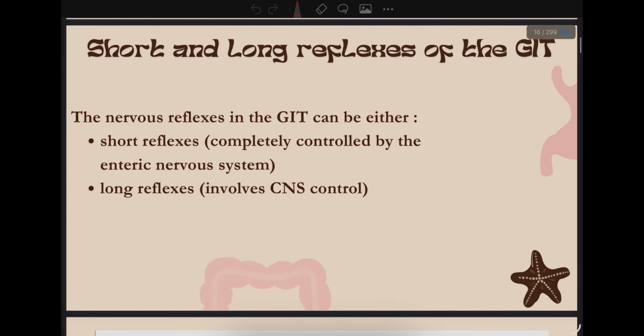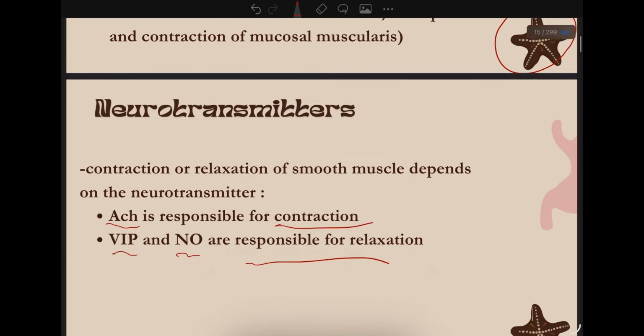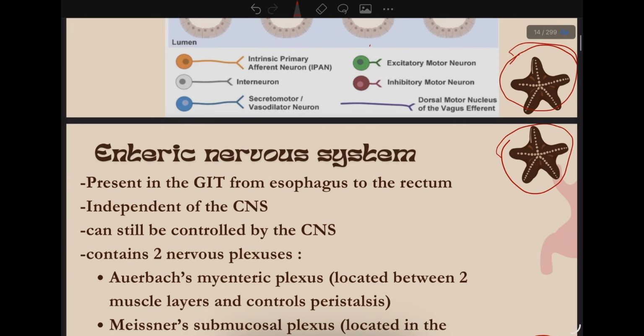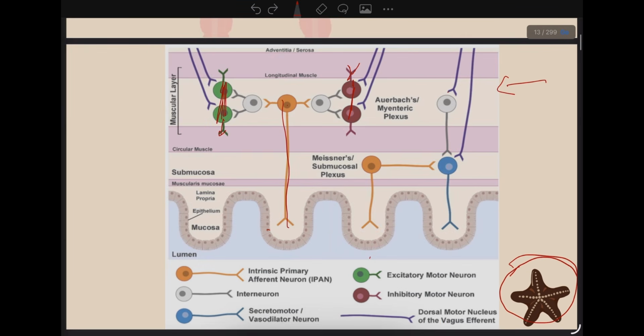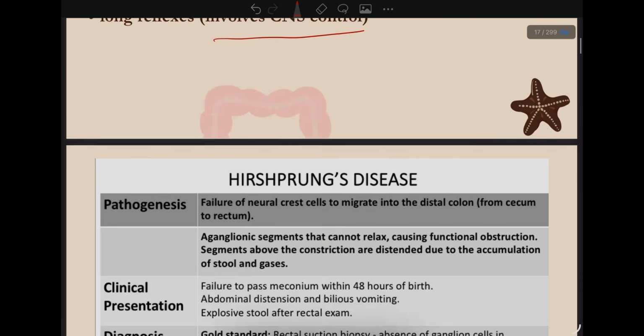Now we have short and long reflexes. This is what we have talked about. Short reflex is when it's independent, like these guys. So the signal goes from the sensory neuron to the excitatory neuron, and everything is happening within the wall of the gut itself, right? This is called short reflex. If there is control from the central nervous system and the signal, instead of going this way and stopping, went to the central nervous system, and we had an order from, for example, the brainstem or whatever to increase the work, decrease the work, or whatever, this we call long reflex, so it involves the central nervous system.